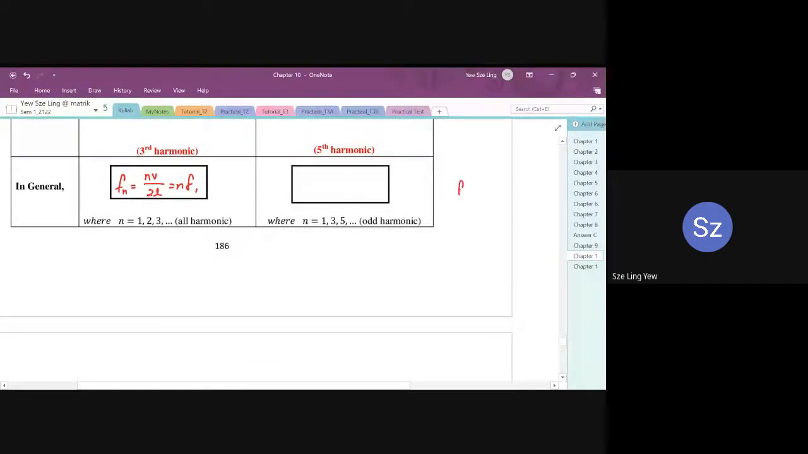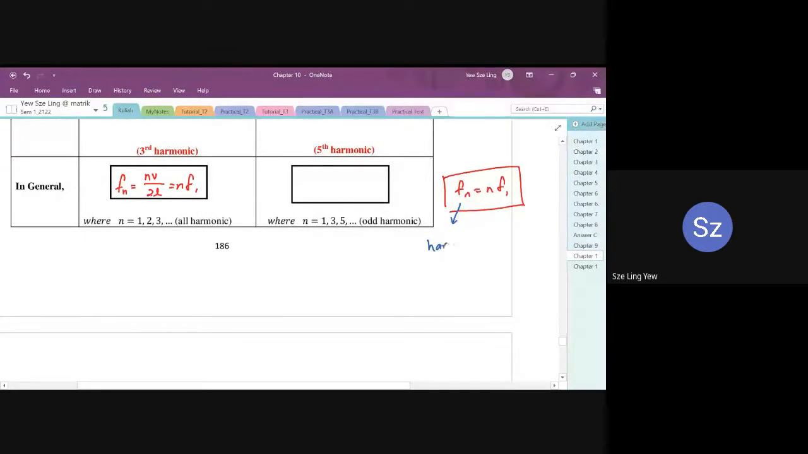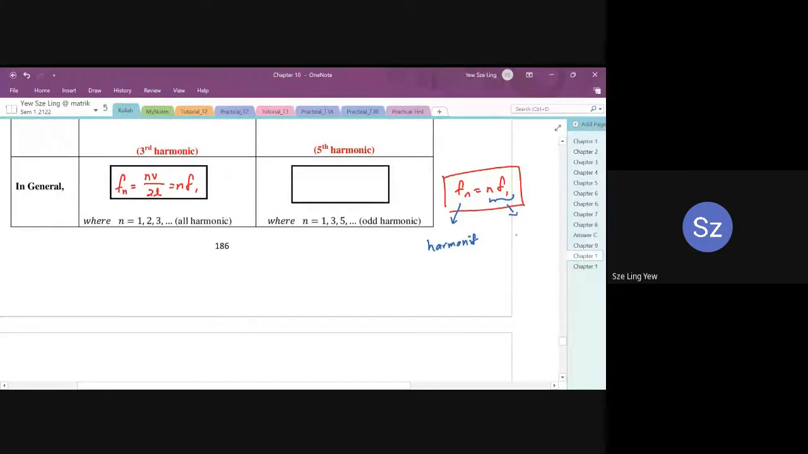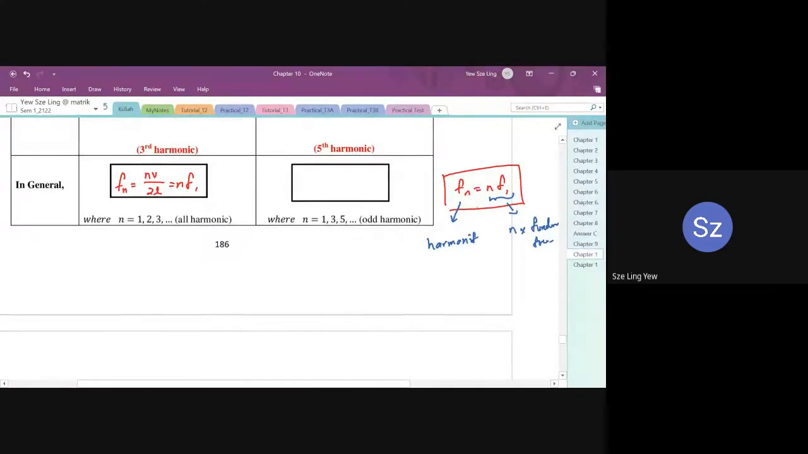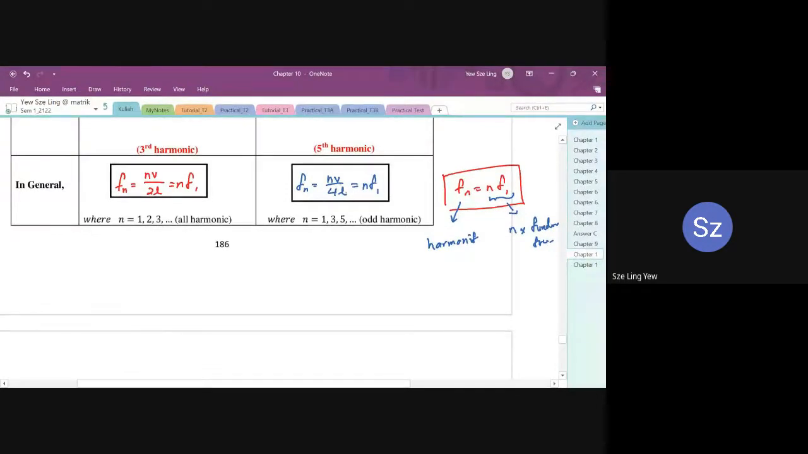So fn equals nf1 basically can be used in any equation because it just tells you the relationship between resonant frequency and fundamental frequency. This part is the harmonic, and this one is n times the fundamental frequency. And then for closed end, it gives you fn equals nV over 4L equals nf1. So this is in your books.